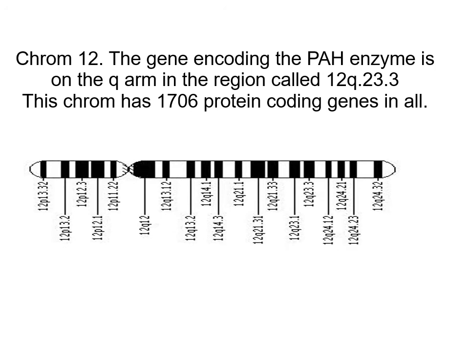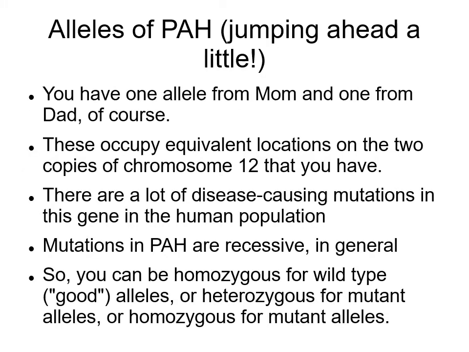Okay, so here's our chromosome 12. The gene encoding the phenylalanine hydroxylase enzyme is on the Q arm of this chromosome. Just jumping ahead a little, remember that you've got one allele from mom and one from dad, and these occupy equivalent locations on those two chromosomes 12. There are a lot of different disease-causing mutations in this gene in the human population, but they are generally recessive. So you could be homozygous for wild type, two good alleles, heterozygous, or homozygous for mutant alleles, not necessarily the same as each other.